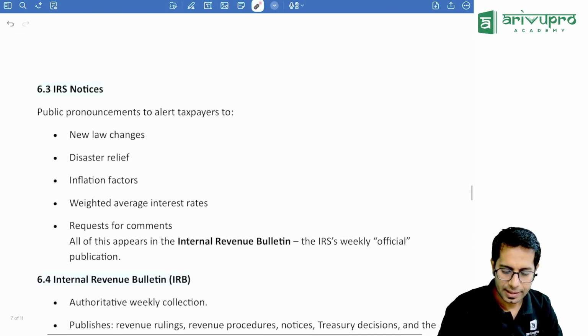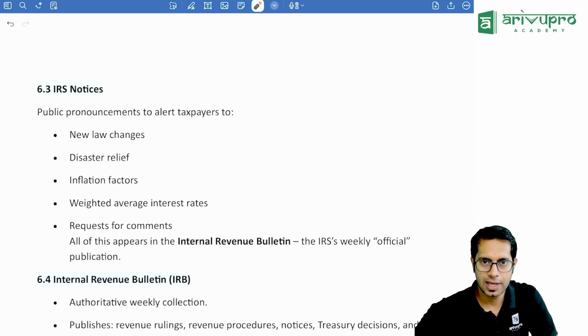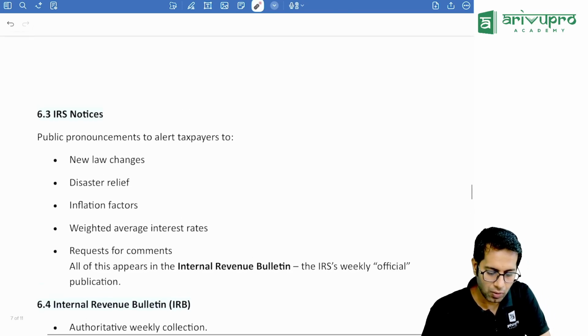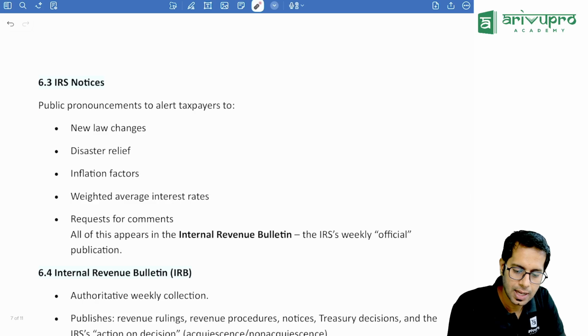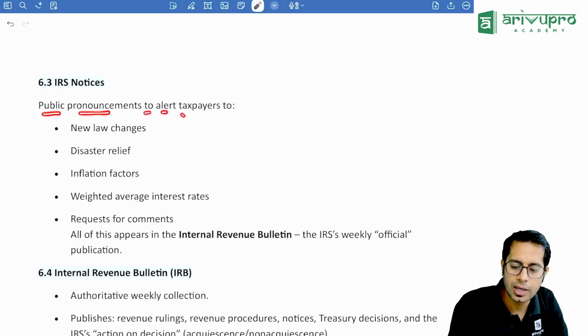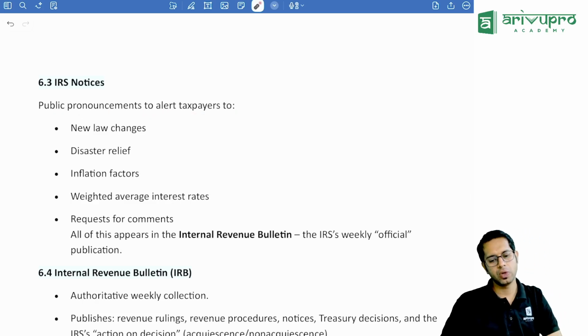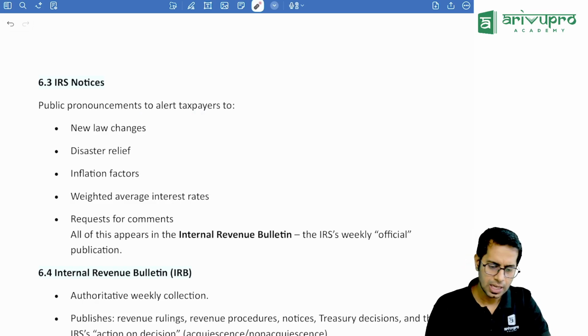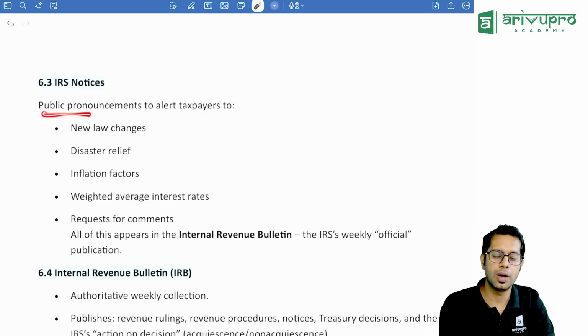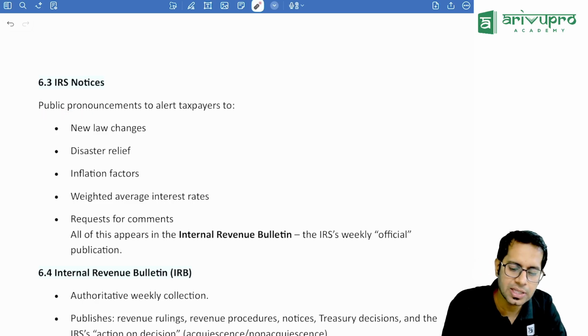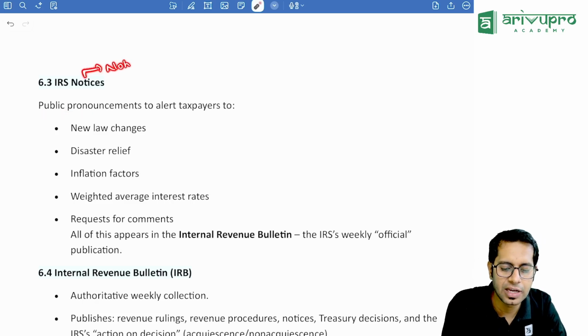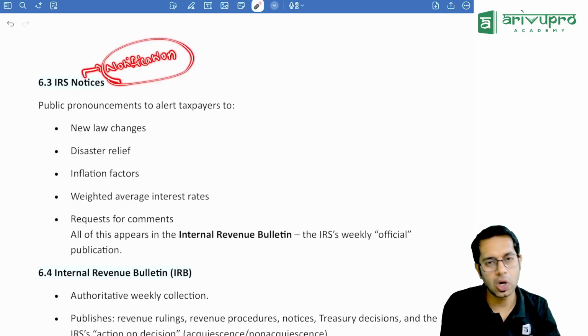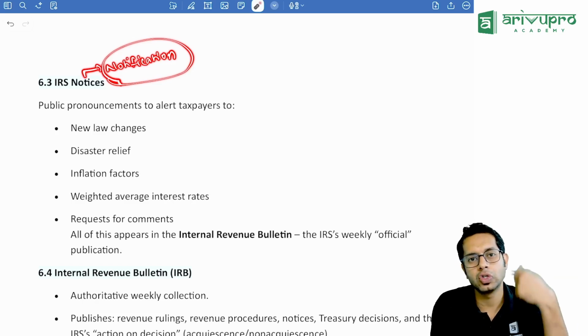Okay. Then we have IRS notices. IRS will issue notices. These are IRS notices, public pronouncements to alert taxpayers. Why will notices be given? Notices will be given to make some announcement. These notices are nothing but a notification, which is given in India. The notice here is not the notice you receive because you have not followed the law.